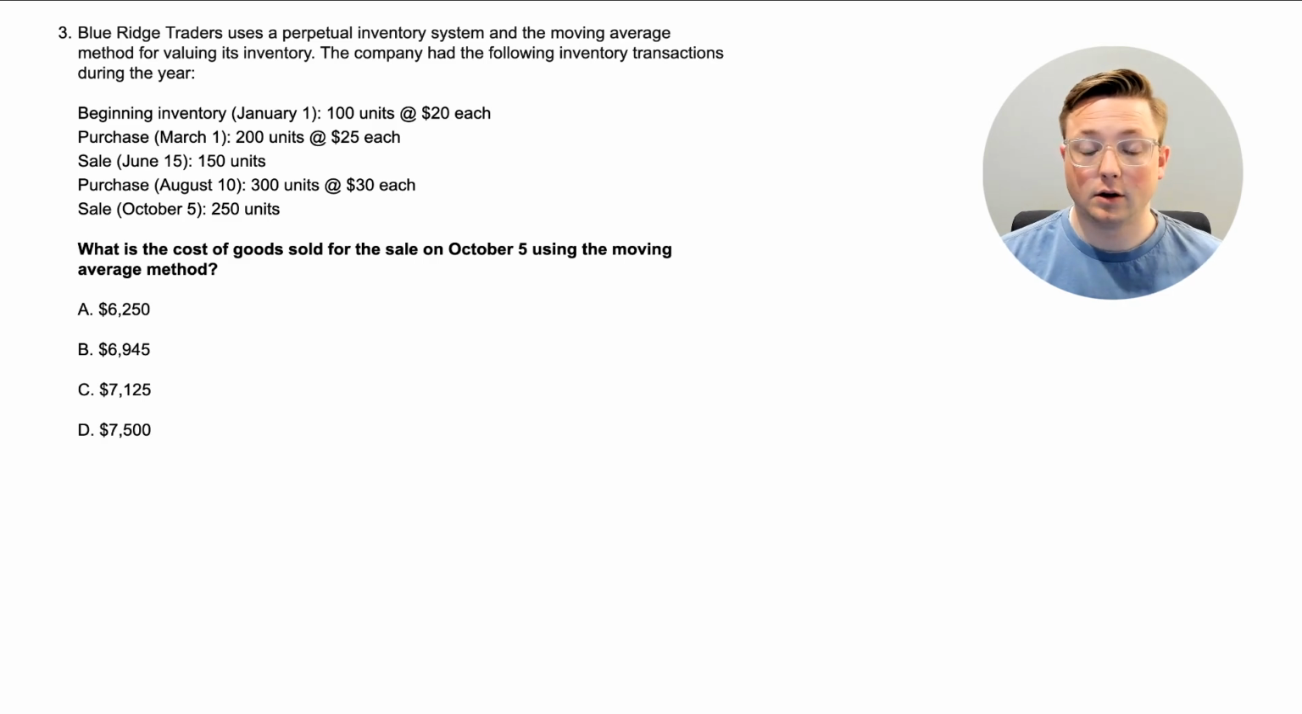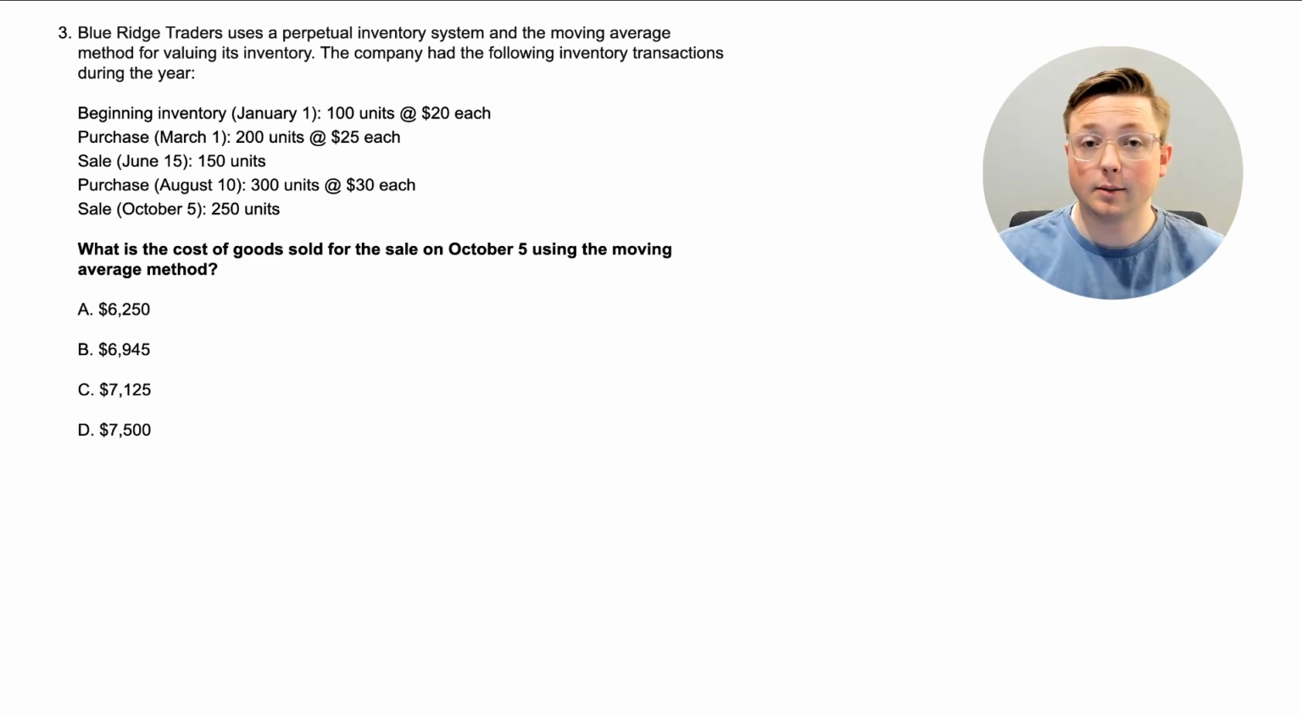They started on January 1st with 100 units at $20 each. They purchased 200 units in March for $25 each. They sold 150 units on June 15th. They purchased in August 300 units at $30 each, and they sold another 250 units in October. So we have to figure out what the cost of goods sold was for those 250 units that were sold in October. But this is the moving average method.